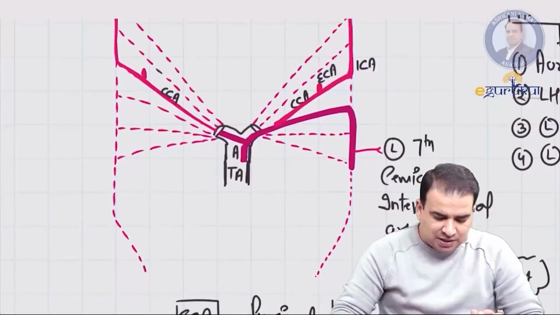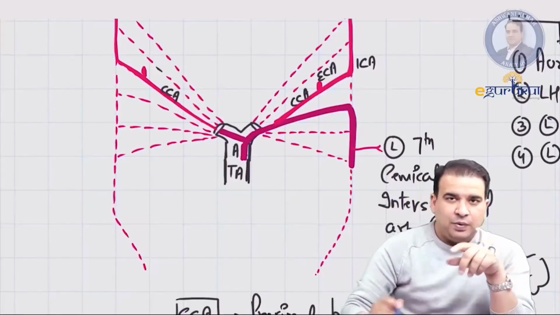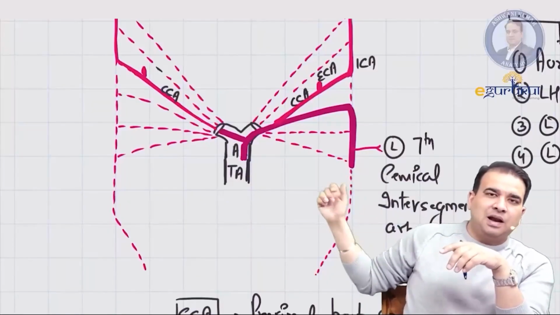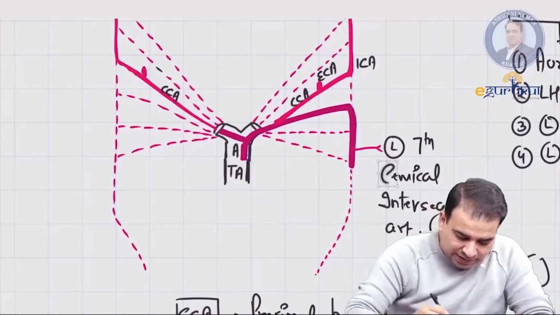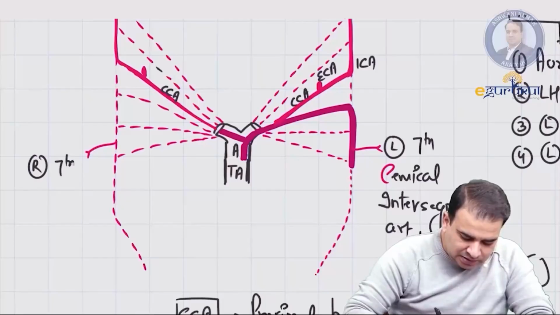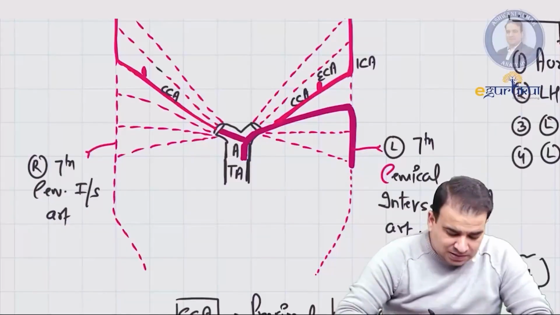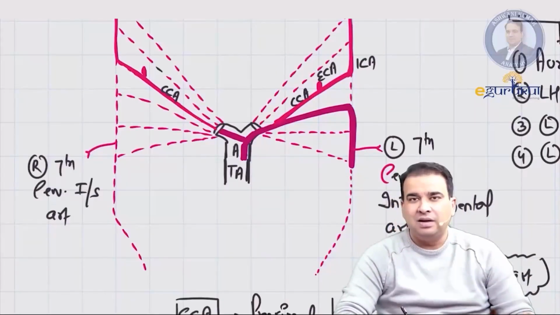The main challenge here is the subclavian artery. Now subclavian artery on the left side, we can see it is coming from the left 7th cervical intersegmental artery only. But that is not possible on this side. Look at this, guys. If this is the right 7th cervical intersegmental artery, let me put that first. This is the right 7th cervical intersegmental artery. But this right 7th cervical intersegmental artery alone cannot form the subclavian artery.